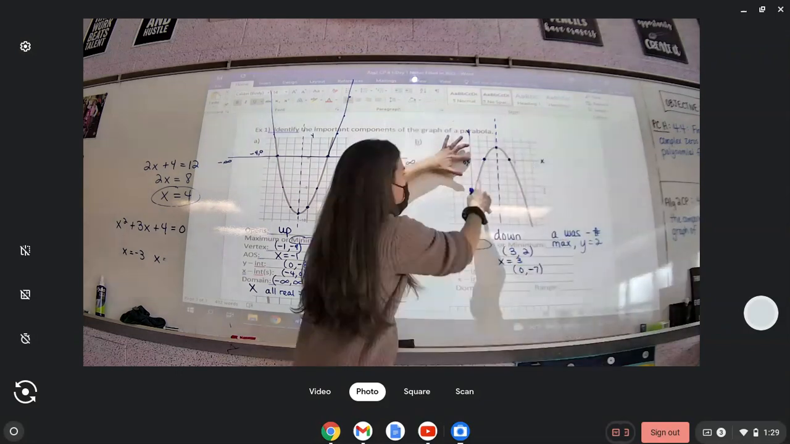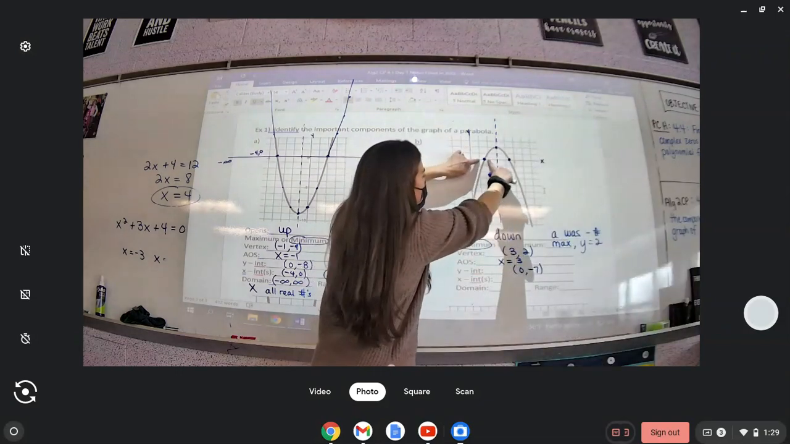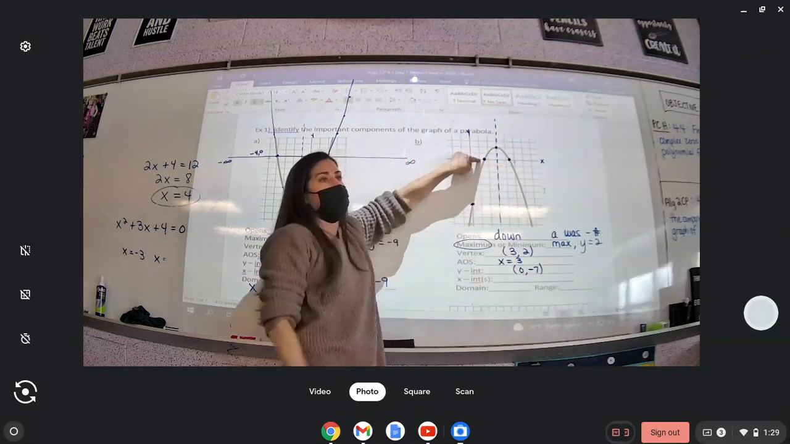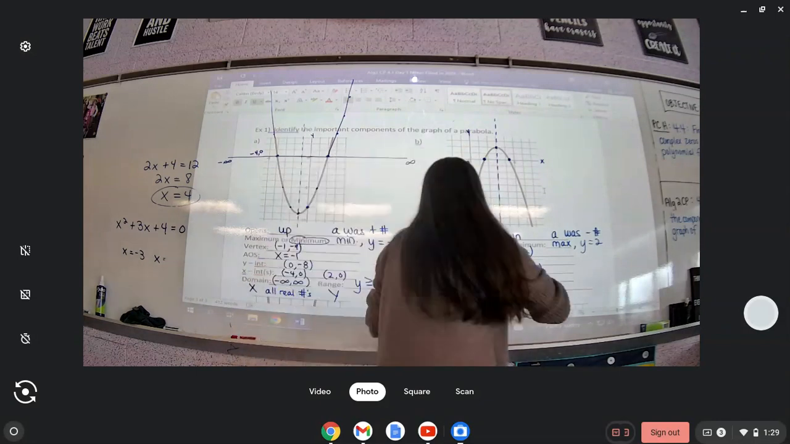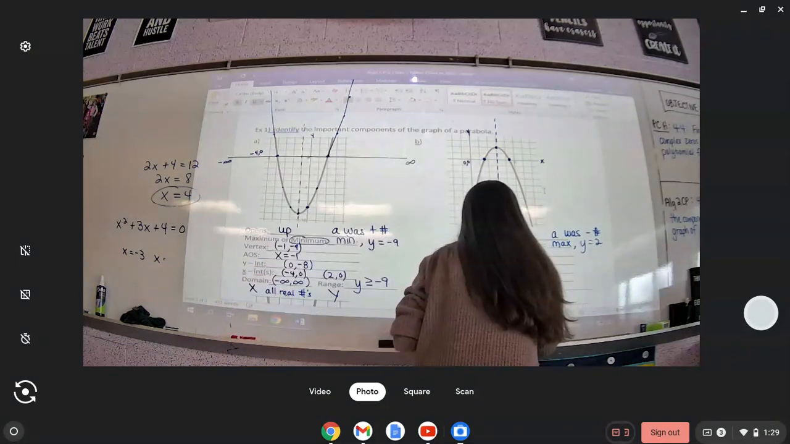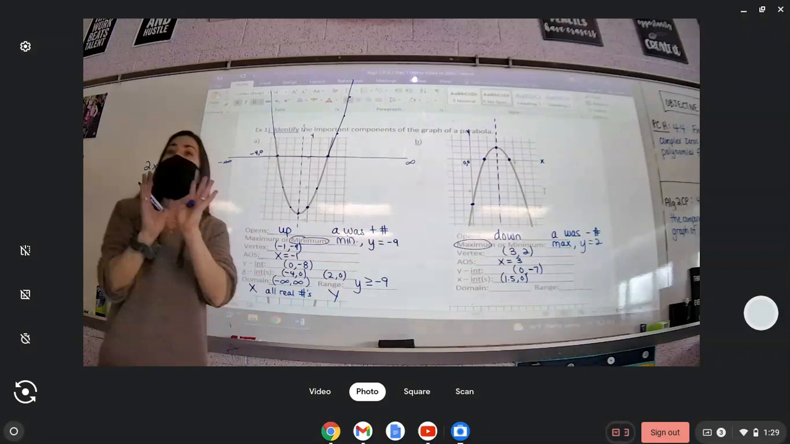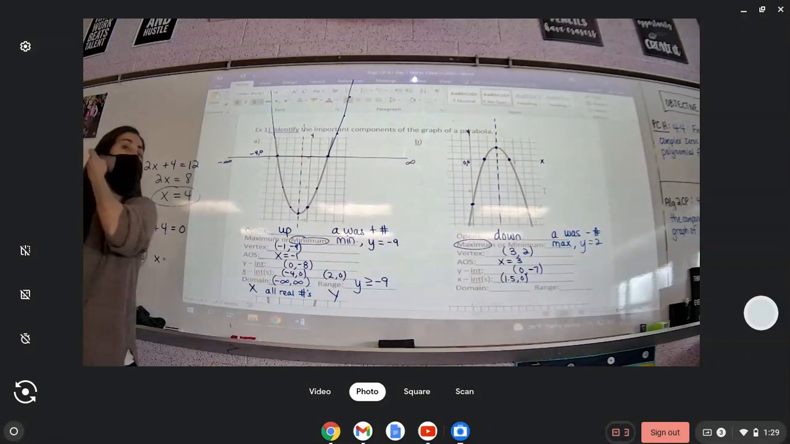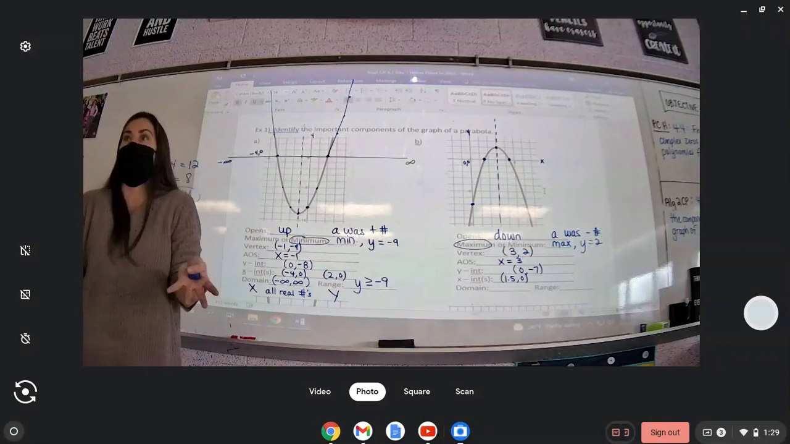So if this is 0, 0, this is 1, this is 2. Give me a number in between 1 and 2 that it could have been. 1.5, I love it. So let's say that is 1.5, 0. Just estimate a decimal in between those two numbers. I will give everybody full credit as long as it's a decimal in between.